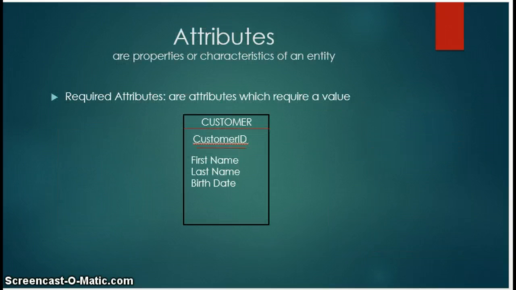Attributes are properties and characteristics of an entity. There are required attributes, which are attributes that require a value. So for this one, we will go back to your accounting. For a customer, you will need a customer ID, and you need the customer first name and last name to be able to keep track of them.